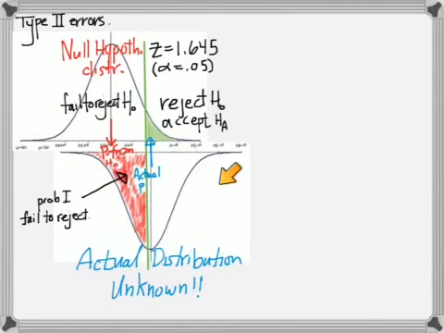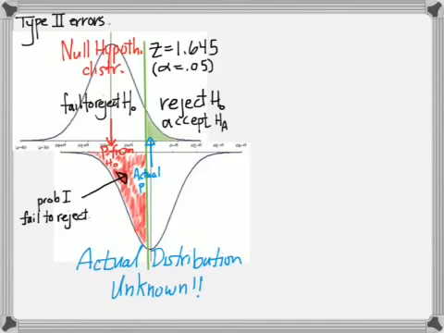Now I'm drawing from this distribution. This is reality. So this shaded region here, that I shaded red, that's the probability I fail to reject. Let's think about it. This is the actual distribution I'm drawing from, this normal distribution. This is the fail to reject region here. So this is the probability I fail to reject the null hypothesis.